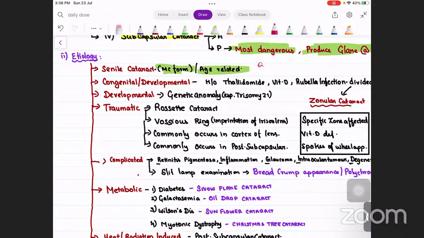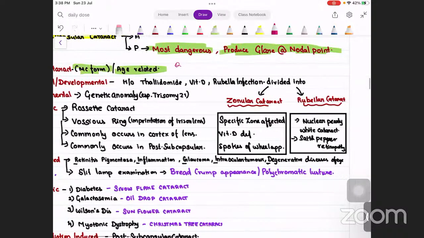Congenital cataract is associated with three things: either vitamin D deficiency, or a history of consumption of thalidomide, or an infection, especially rubella infection. Congenital cataract is basically divided into two types: zonular cataract and rubellar cataract.